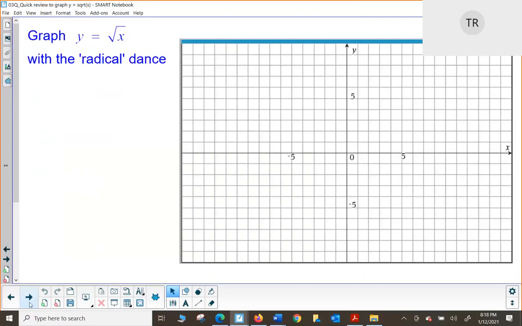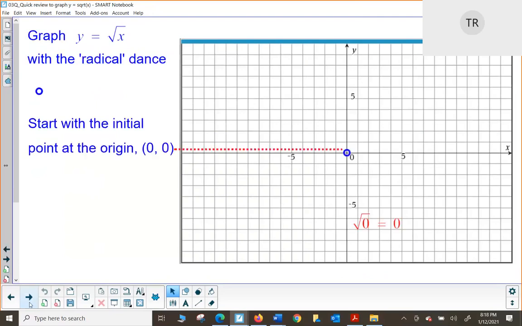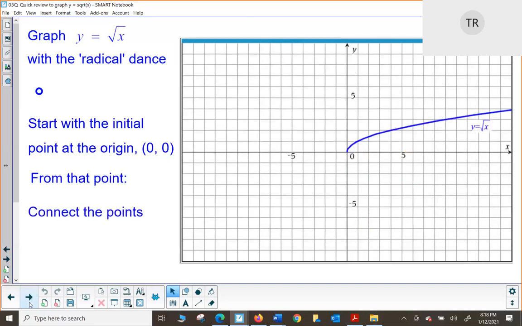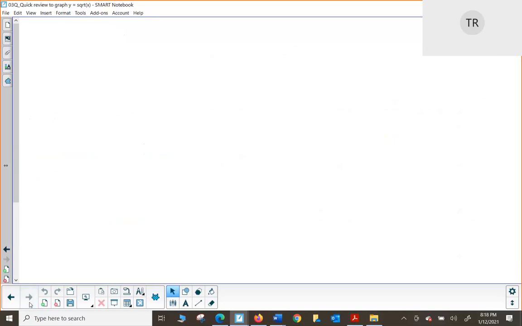So we'll start with the initial point at the origin, (0, 0). And the reason for that is mentally, I'd like my students to be thinking the square root of 0 is 0, input 0, output 0. From that point, we go right 1 up 1. That's the dance, because the square root of 1 is 1. Right 4 up 2, because the square root of 4 is 2. And right 9 up 3, because the square root of 9 is 3. If I had room, I'd go right 16 up 4, but I think 4 points is enough to kind of give me the idea. So I'll go ahead and connect those points, get half of a parabola going sideways, y equals the square root of x. And that's it. That's a quick review, okay?